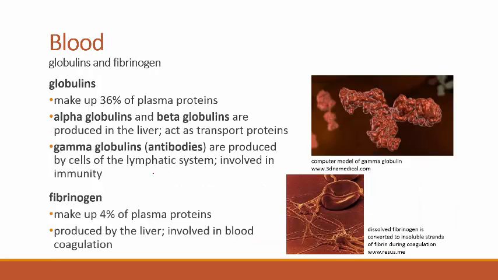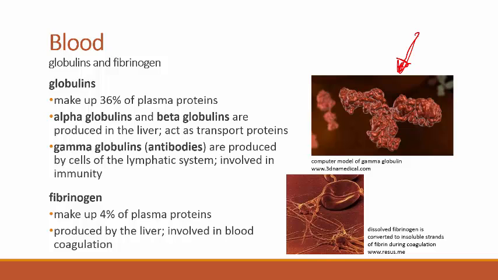The globulins, they're the next most abundant of the blood proteins, primarily produced in the liver. Alpha and beta globulins are produced there, and they serve as transport proteins. But gamma globulins, that's the kind of official term for what an antibody is. It's a gamma globulin. They're produced by cells of the lymphatic system, and they're involved in immunity. And so here we have kind of a cartoon of what a gamma globulin looks like. We're going to come back around to gamma globulins when we get to the immune system.